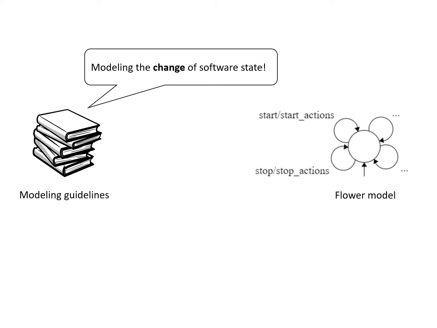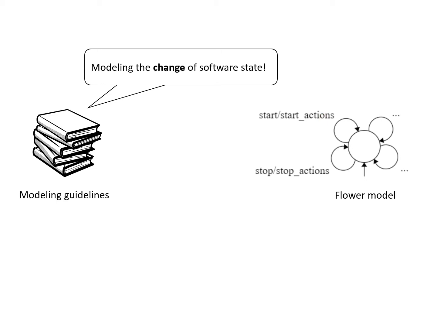The flower models, which have only one state with a lot of self-transitions, violate these modeling guidelines, as the state of the software stays the same no matter what inputs you give, and there's no restriction on the order of your input. So in this small example, you can actually stop the system before starting the system, although you wouldn't consider it a logical software design.